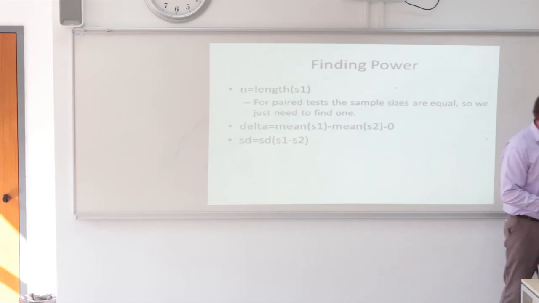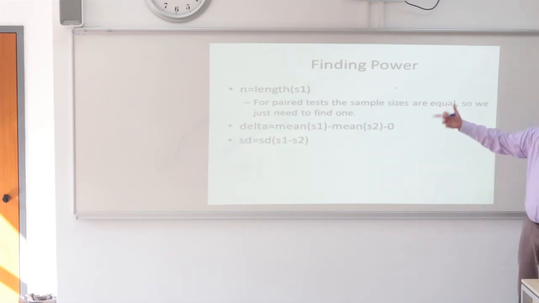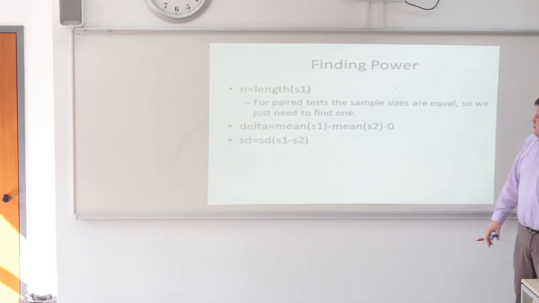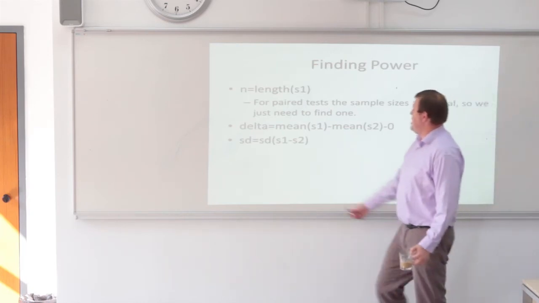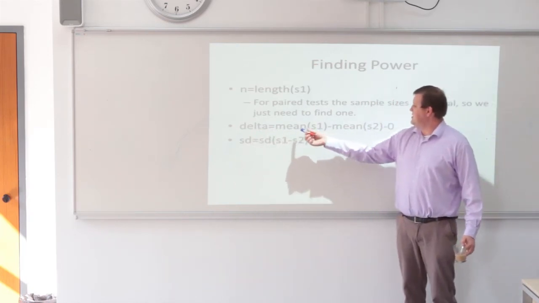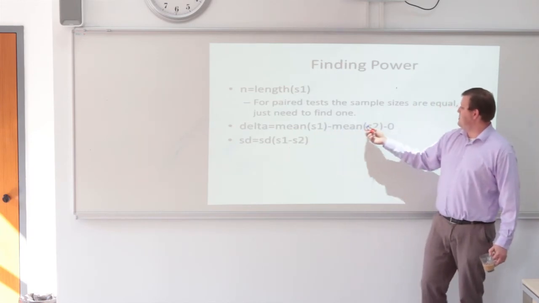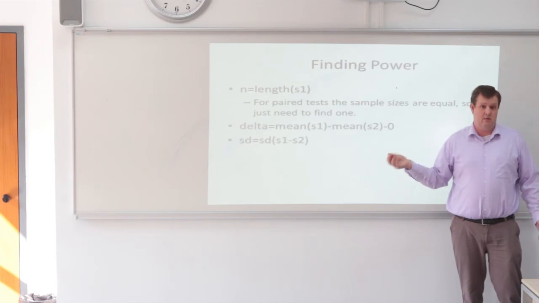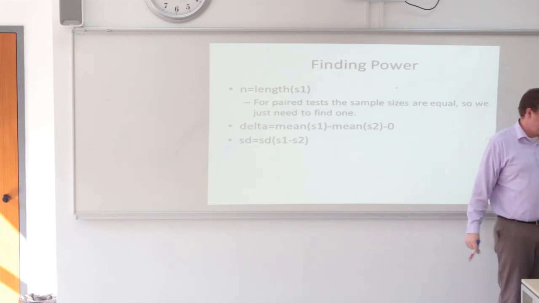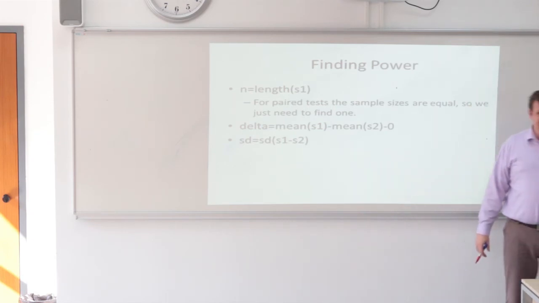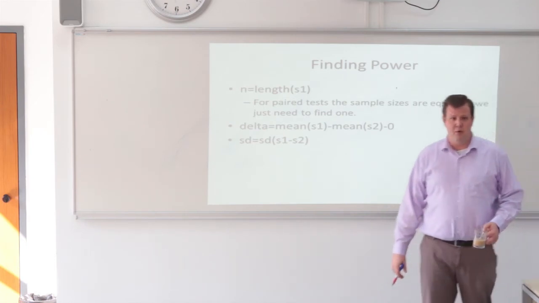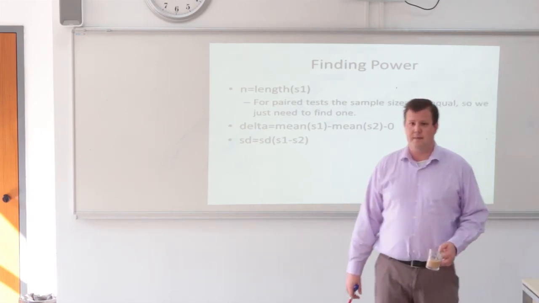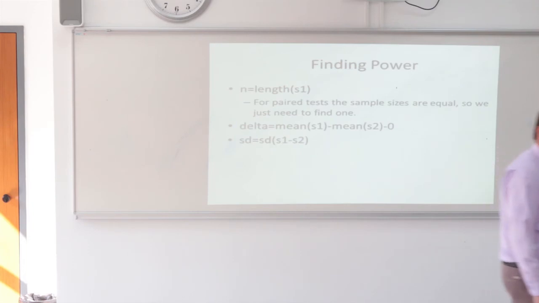So let's apply the power. N, we can use the same N that we've been using. Delta now is going to be mean S1 minus mean S2 minus 0. That's the same delta that we used before for our independent test. And now our standard deviation is different. It's not that pooled estimate. What is it? It's the standard deviation of the differences.